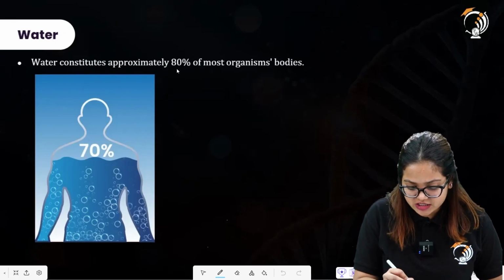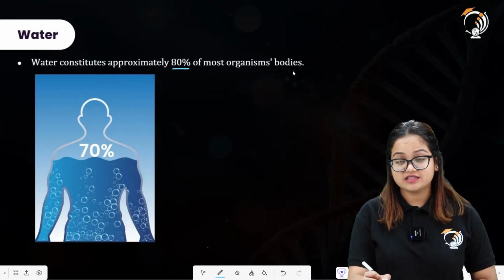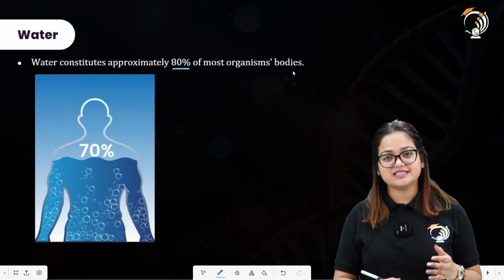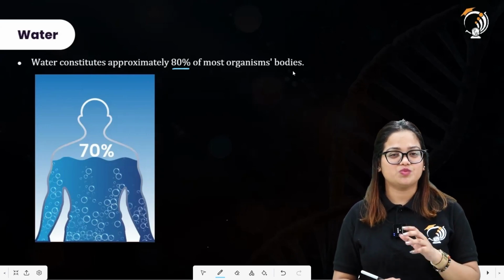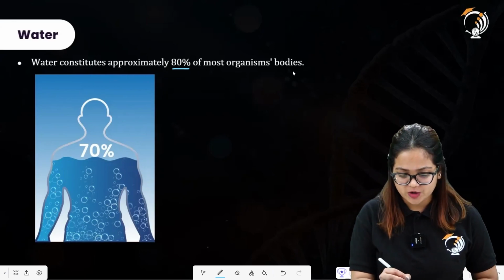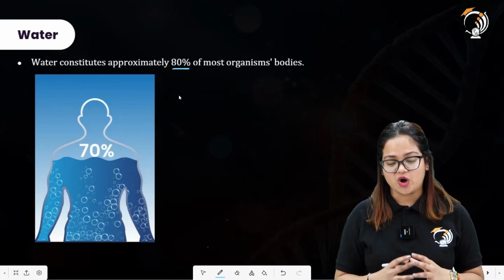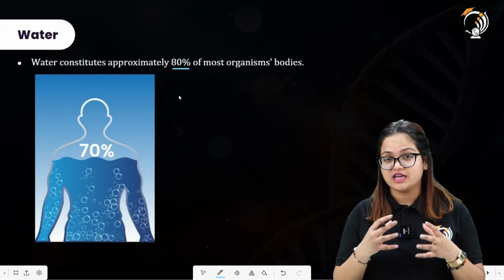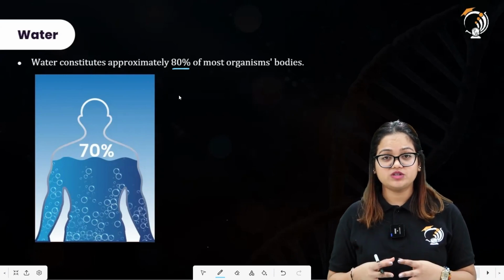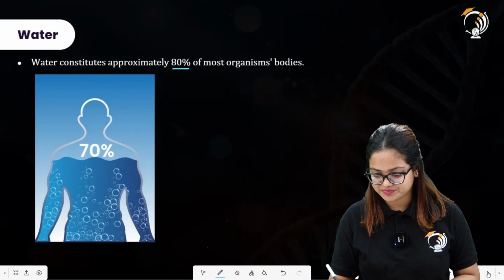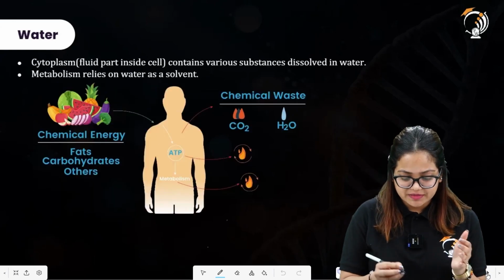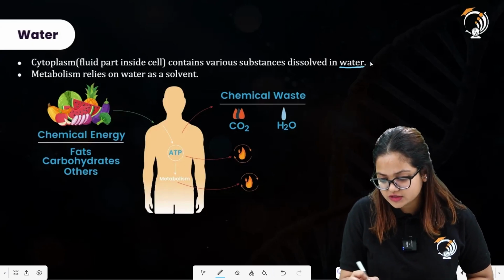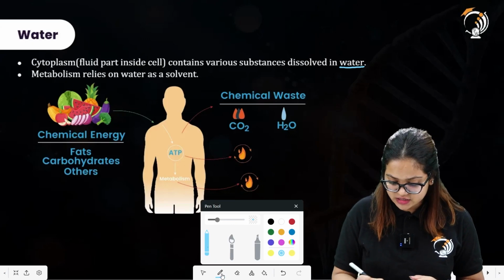We will talk about water. Water constitutes approximately 80% of most organisms' bodies. At the molecular level, a cell comprises more than 70% water by volume. So water is the main component of a cell, and water majorly constitutes most living organisms' bodies. The cytoplasm, that is the fluid part inside the cell, contains various substances dissolved in water. So this is the feature of water, that it has dissolved substances in it.